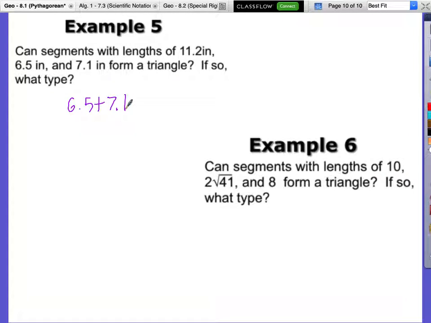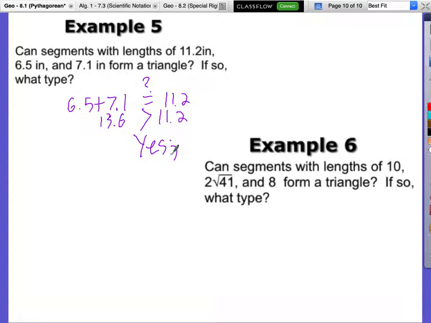We just add the smallest 2 sides, without squaring, to check if it's a triangle. We've done this part before from chapter 4. We take the smaller 2 sides, 6.5 and 7.1, and if they add up normally to be bigger than the third side, then it'll work. We want it to be bigger. So what's 6.5 plus 7.1? 13.6. Is 13.6 bigger than 11.2? Yes. So our answer to this first question is yes, they can form a triangle.